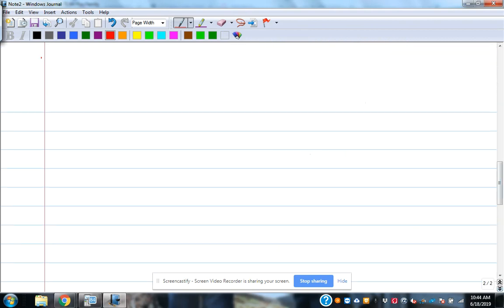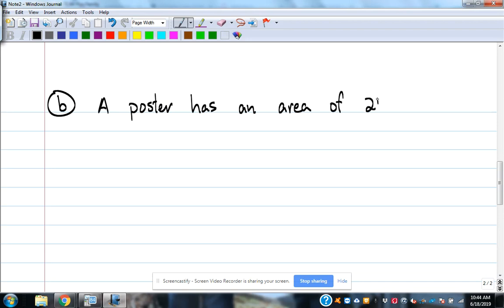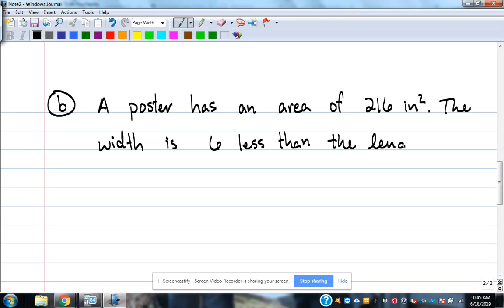So let's look at the next problem. Another geometry type problem, because we got a shape. Okay, it says a poster has an area of 216 square inches. The width is 6 less than the length. Find the width. We're going to find the width again for this problem.